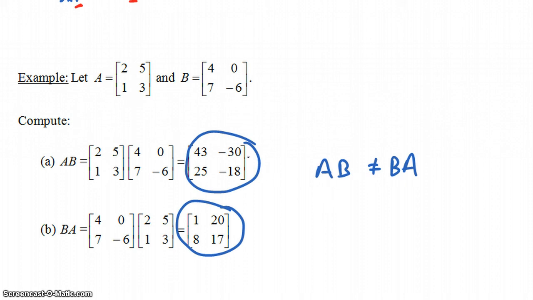But generally speaking, if you just randomly pick, let's say, some 2 by 2 matrix A and a 2 by 2 matrix B, if you just randomly throw in some numbers, it's probably going to be the case that they're not going to be equal to each other. They could be, but they're probably not going to be equal to each other. So matrix multiplication is not commutative.